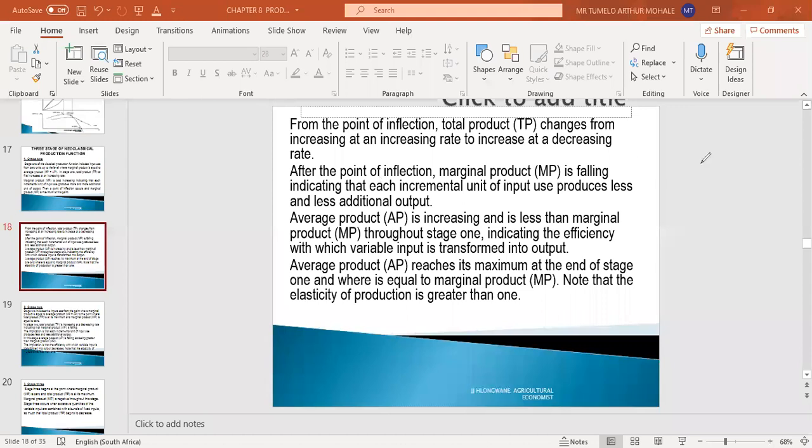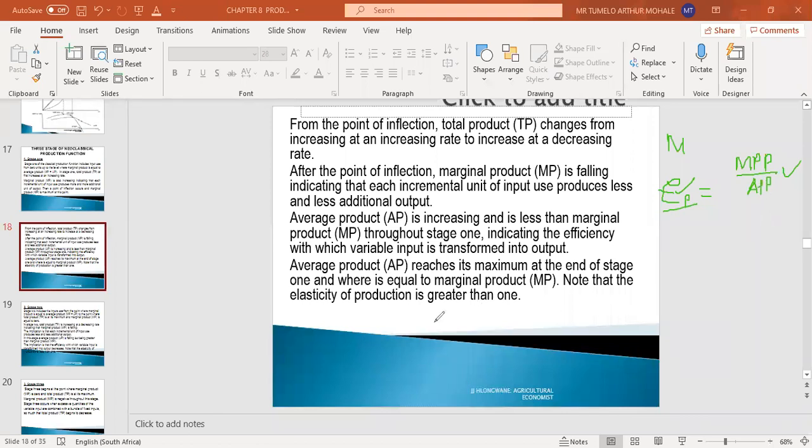The formula for calculating elasticity of production is given by EP, the capital letter E, which denotes the elasticity of production, is given by MPP over APP. So this is the formula, don't swap them around. If they say calculate the elasticity of production, they need EP, uppercase E, and then subscript P. So it's EP equals MPP over APP.